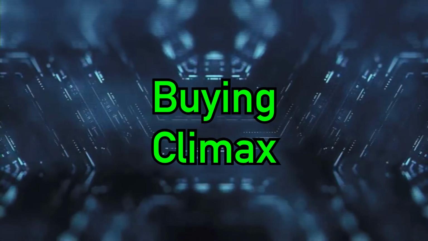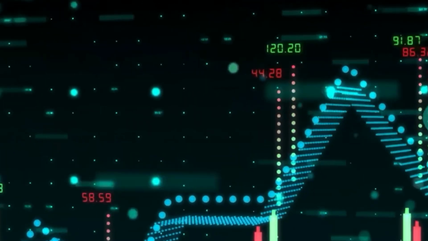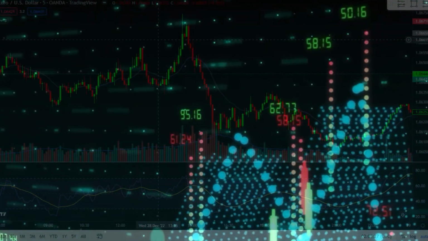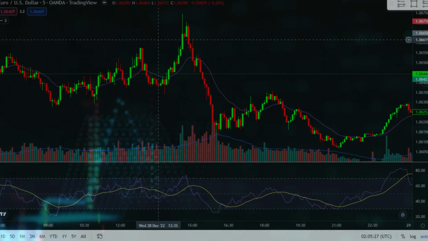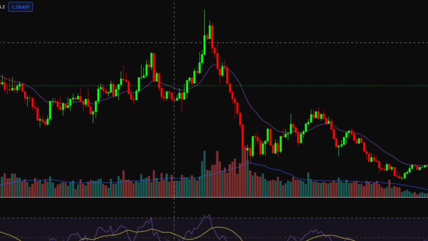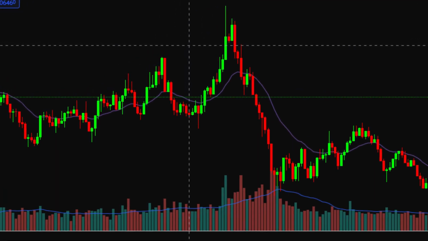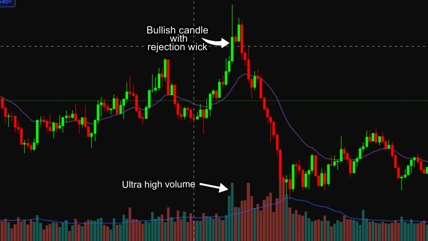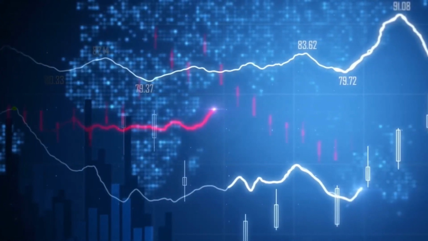Buying climax. The buying climax occurs when there is a high spread bullish candle closing well off the highs, having a noticeable upward rejection wick, and the corresponding volume is also ultra high or above average. Buyers try pushing the market higher, but it is heavily rejected by sellers. The buying climax has an upward wick whose size is approximately again 25 to 50% of the candle's body size.